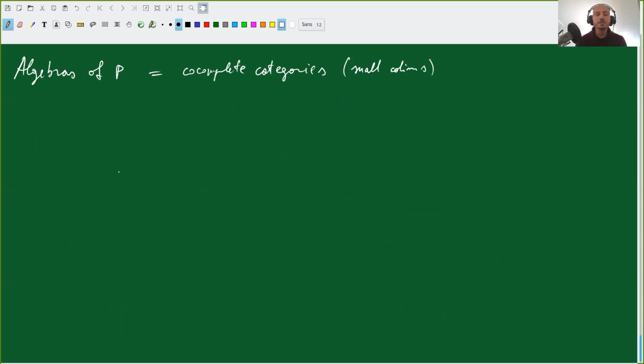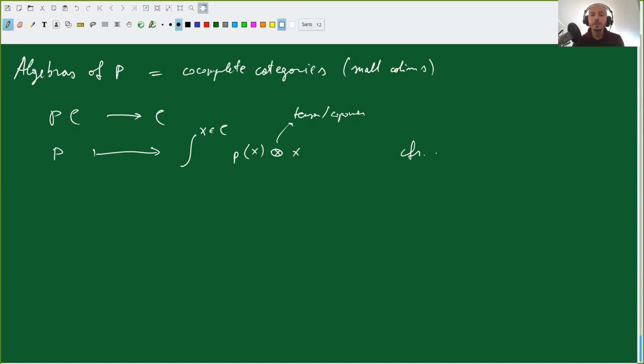Algebras are co-complete categories. Maybe a way to see that is that structure maps are coends. So you have P, C, sorry, this P, and you have this thing. This is P of C, P of X, sorry, times, this is the tensor or copower, times X, okay? Again, compare with the Giri monad, where you have like a probability measure is mapped to just centers of mass or averages, okay? This is really like the Giri monad.